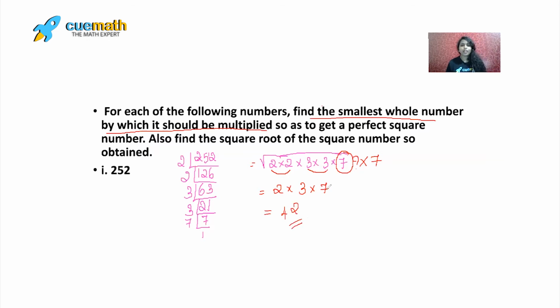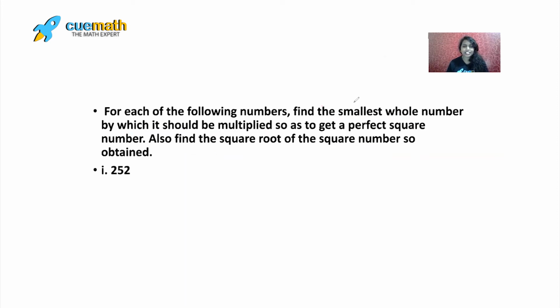So the square root after multiplying by 7. So we find the square root of the squared number. Only if we multiply by 7, the number is going to be a perfect square. So then we can find the square root of it. And hence 42 should be the square root. Got it? Okay, now we'll move to the next question.